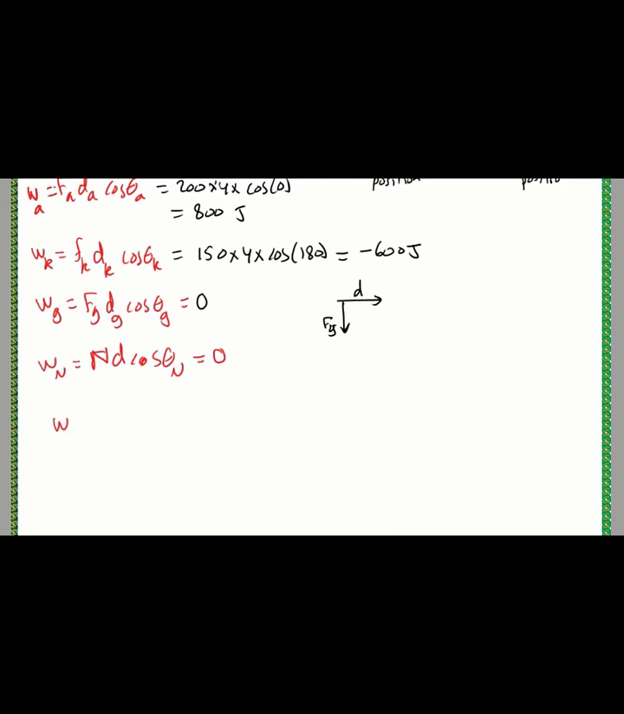Now the net work equals WA plus WK plus WG plus WN. This is 800 plus minus 600 plus 0, 0. The answer is 200 joules.